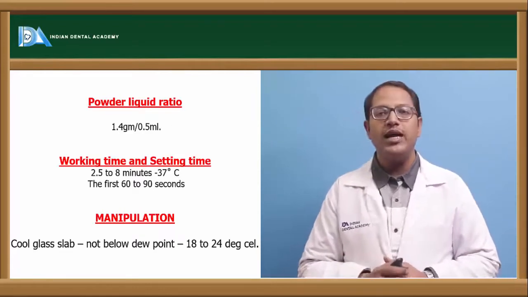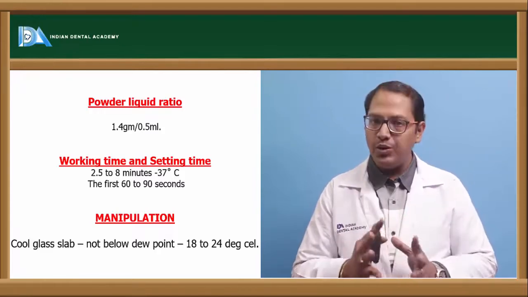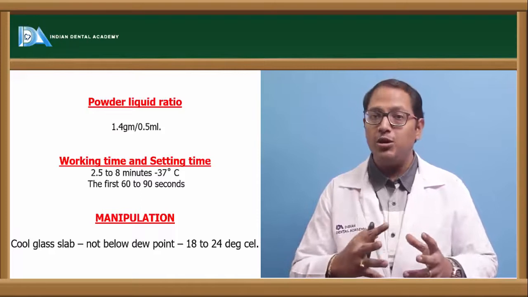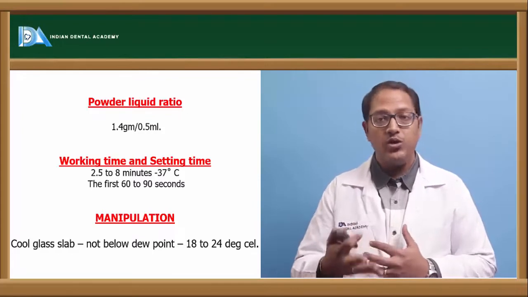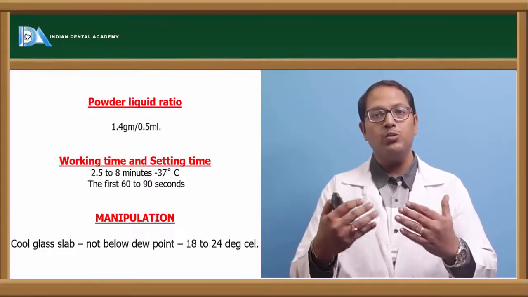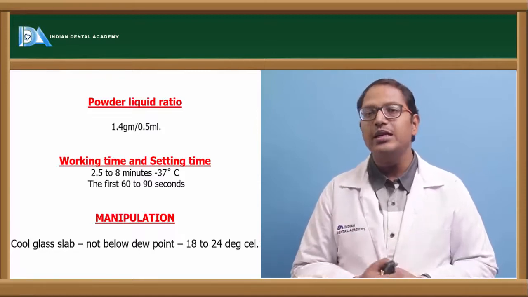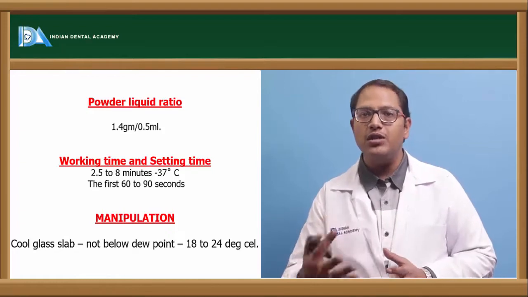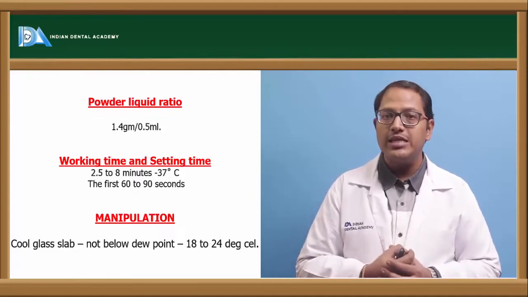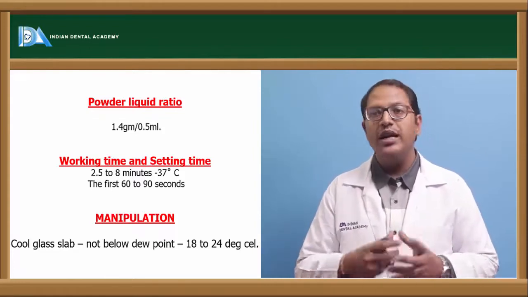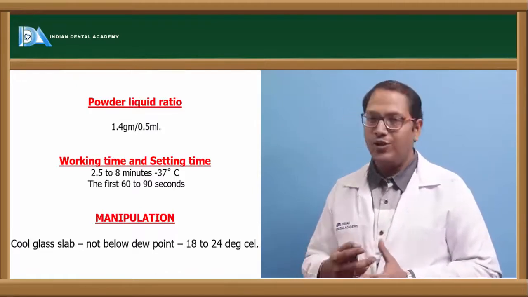Manipulation is with the help of a cool glass slab. I remind you again, a cool, dry glass slab. It should be cool, but not very cool, and it should not be wet. We are not supposed to go below the dew point, that is 14 degrees Celsius; we keep it within 18 to 24 degrees Celsius. And if it is not cool, then the reaction will not take place fast, because water particles remaining on the glass will react with the powder liquid ratio and change the ratio, and it will also hamper the reaction of the zinc oxide region, zinc phosphate.